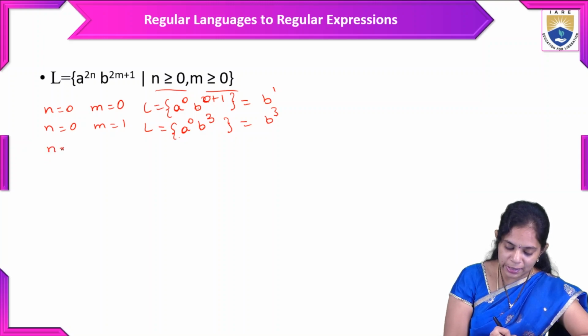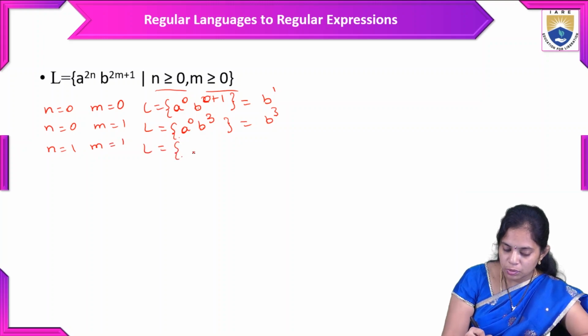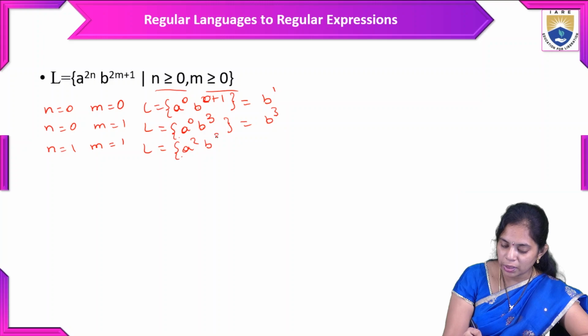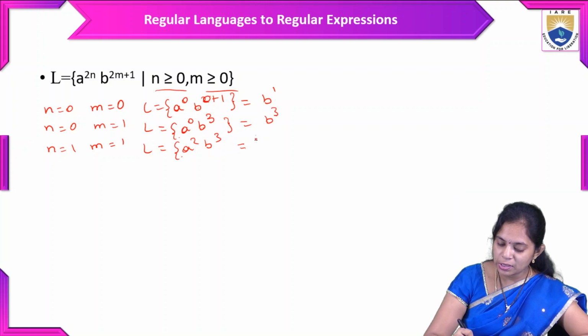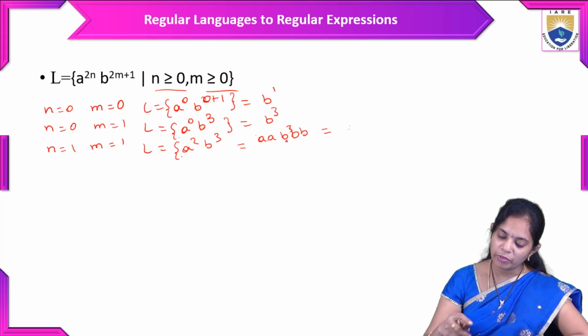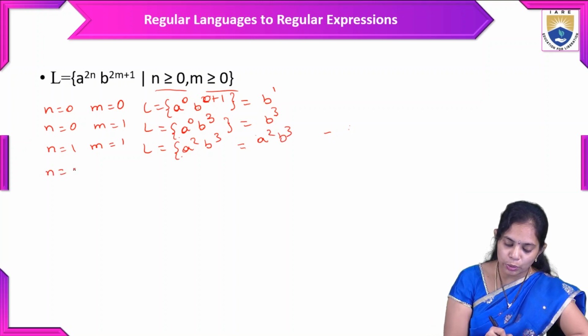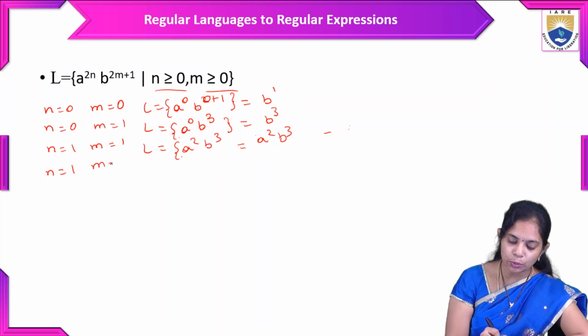And we will take n equal to 1 and m equal to 0. So here the language is, the n value is now 1, so a power 2 and b power 1. So a square b. And we will take n equal to 1 and m equal to 1, so we will write a square and b cube, and next m equal to 1, n equal to 2.